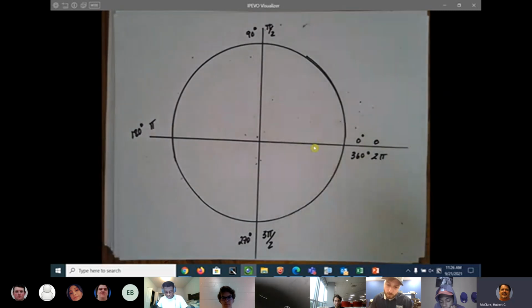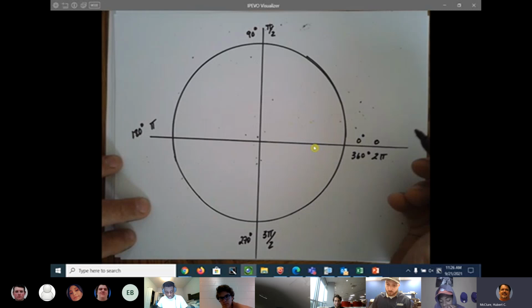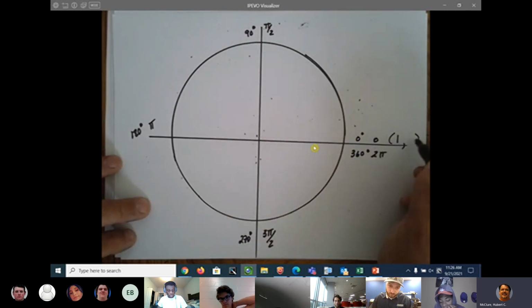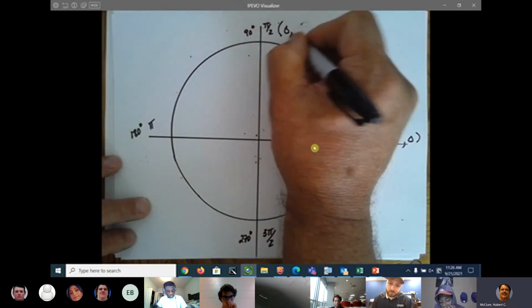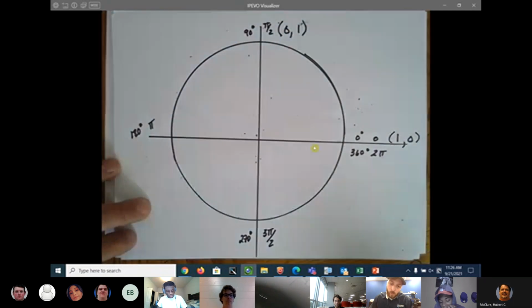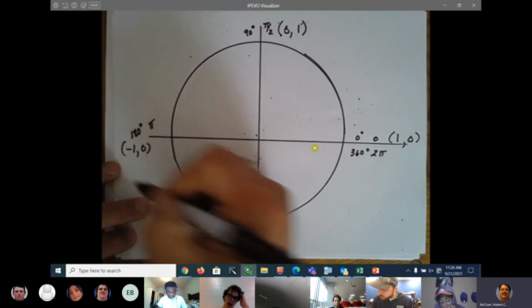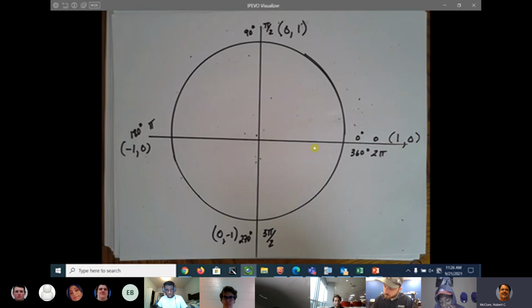We also know that cosine comes first. And the coordinates for this point is 1 on the x, 0 on the y. 0 on the x, 1 on the y, -1 on the x, 0 on the y, 0 on the x, and -1 on the y. And that's what they're teaching you in this section.